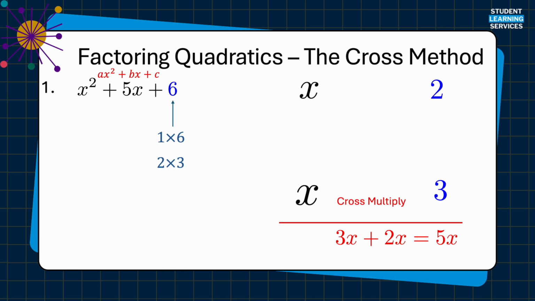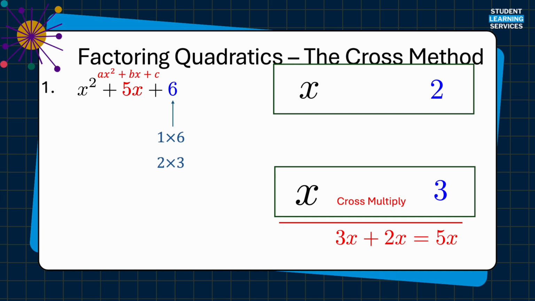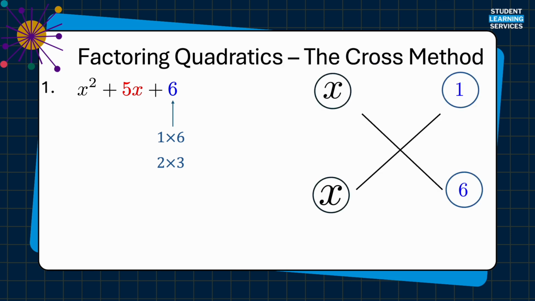If this is the same as the bx term, which is 5x in this case, then we are correct. And it does. 3x plus 2x is equal to 5x, which is exactly what we have. So this answer is right. At the end, we will look at this horizontally. We will say x squared plus 5x plus 6 is equal to x plus 2 times x plus 3. That's our answer.